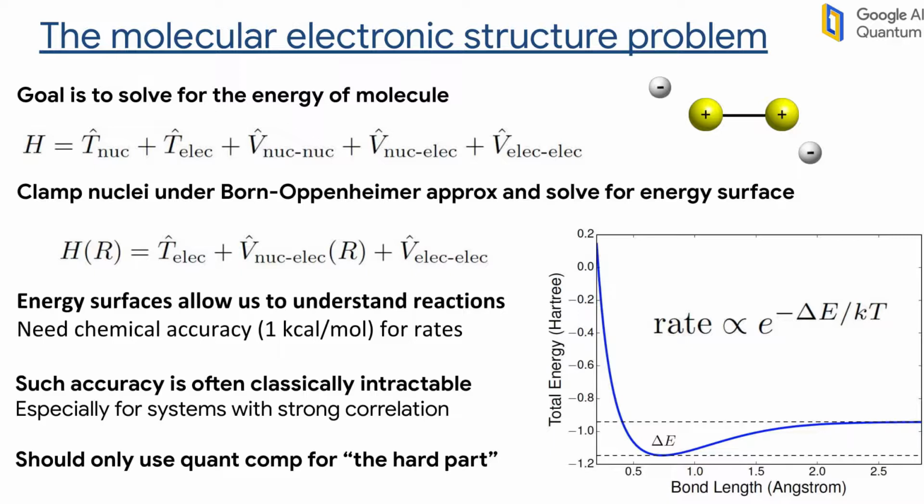And once we've clamped these nuclei down, the concepts of energy surfaces exist. So we can plot the energy of this molecule as a function of where the nuclei are, for instance. And these surfaces tell chemists a lot of information. In fact, the difference in energy between extrema informs our understanding of chemical rates.